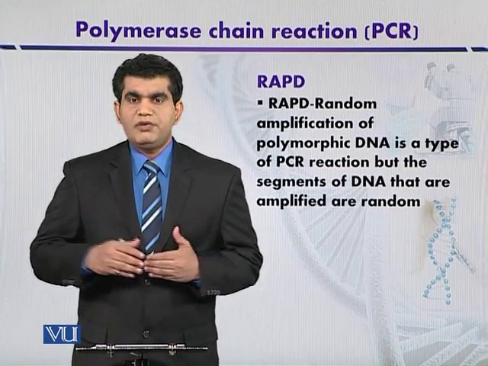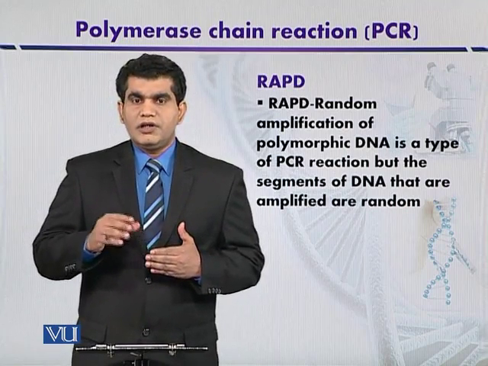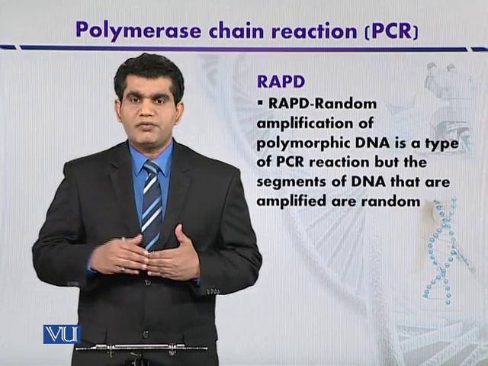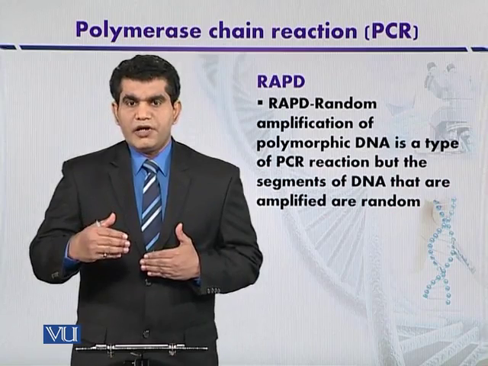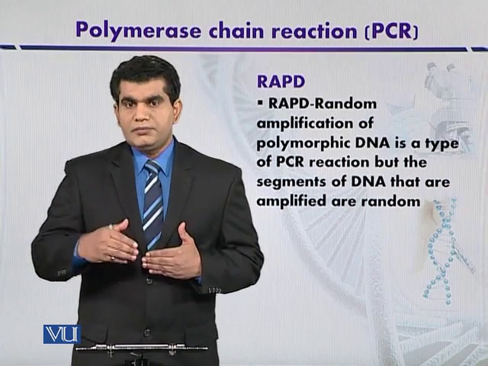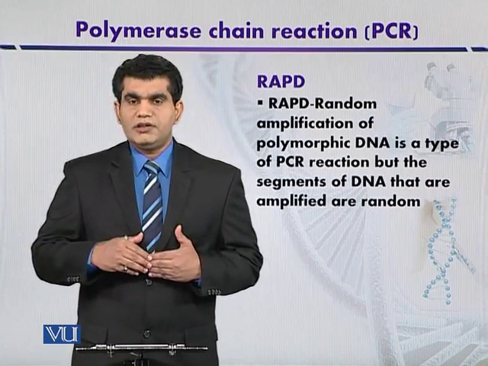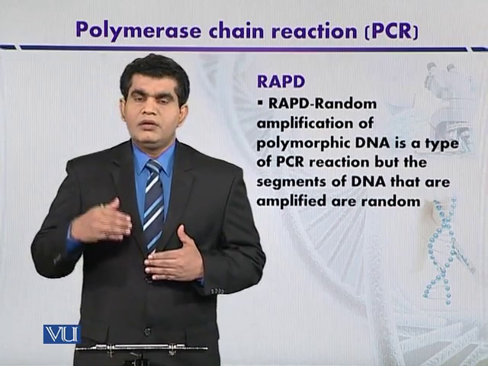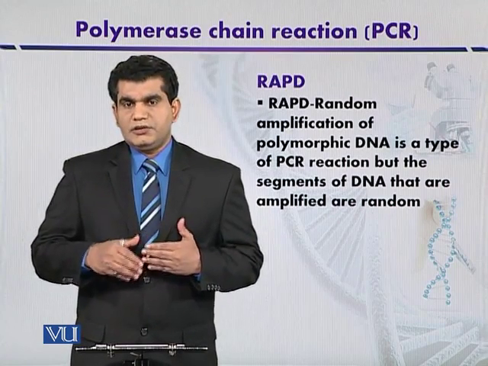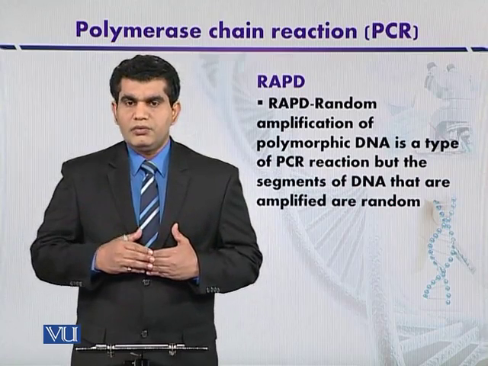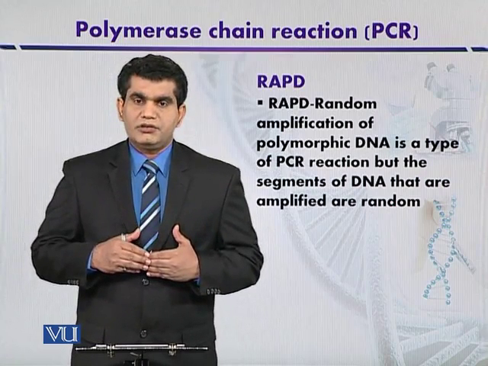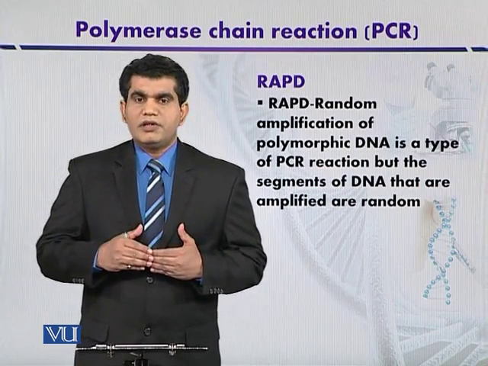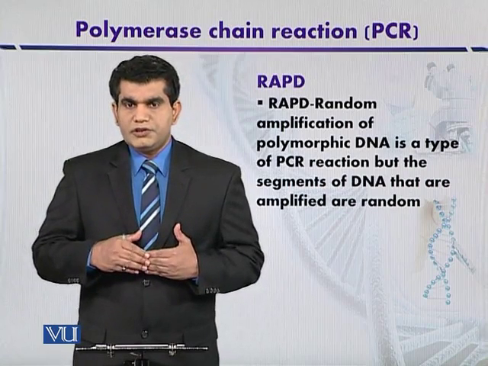Because random amplification is there, the DNA sequences that show slight variation in their sequences, which is called polymorphic DNA, are amplified, and the name of the technique is given as RAPD, that is, random amplification of polymorphic DNA. This technique was developed several years ago, and it finds its application in finding evolutionary or phylogenetic relationships among different species.